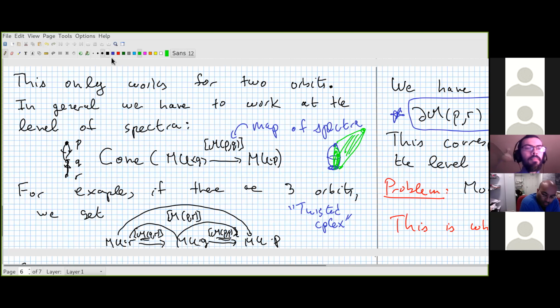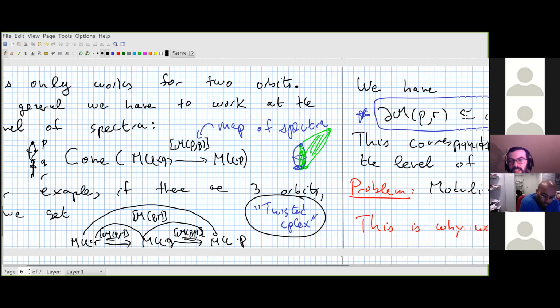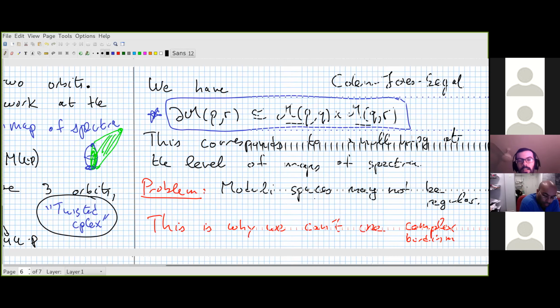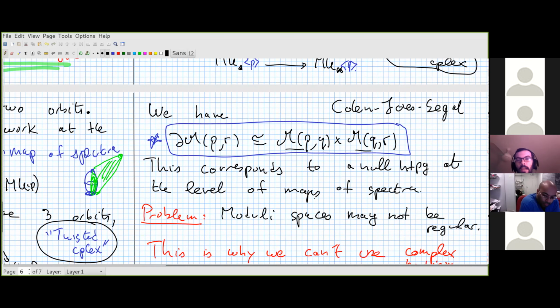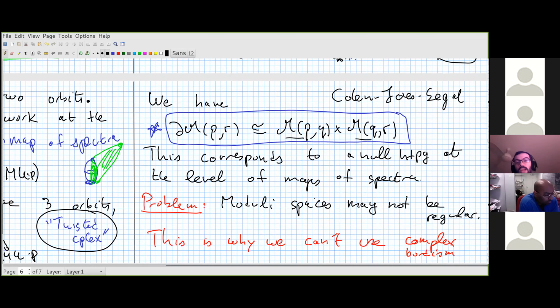If you know some language of infinity categories, especially as it's used in symplectic topology, this is very, very similar to a twisted complex. Okay, you don't just have maps between successive terms. You also have these arrows that go all the way around, and the equations that they satisfy is exactly this blue equation. Okay, exactly this blue equation. Okay, sorry. Okay, so now there's a problem.